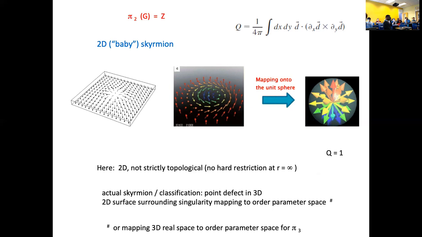In contrast to the scalar vortices, higher dimensional topological objects are feasible. Pi 2 for that thing that I wrote down is the integers. That quantum number you can calculate by using this formula up there. And if you look at it as a two-dimensional object, in the literature it is typically called a two-dimensional baby skyrmion.